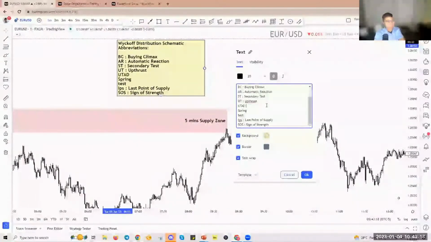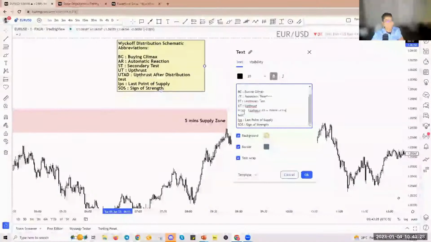And next we have the UTAD. UTAD is called the upthrust after distribution. Next we have the test and then the last point of supply. And instead of SOS, we have the SOW, sign of weakness.